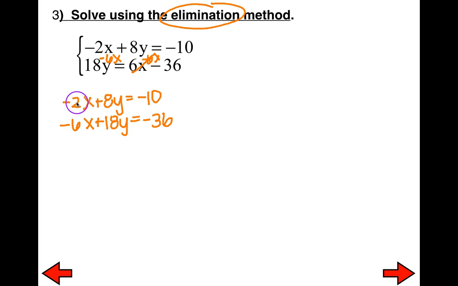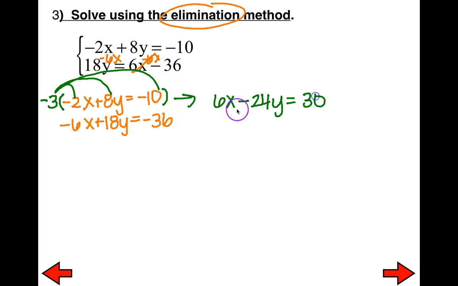So I'm going to say the lowest common multiple between a 2 and a 6 is 6. So here, I'm going to have to change the first equation. In order to make 2 into a 6, I'm going to multiply it by 3. However, since both of these are negatives, I need to make one positive. So let's go ahead and make this 3 a negative. And now I'm going to change my equation to a positive 6x minus 24y equals a positive 30. Now this equation is going to stay exactly the same, so I'm going to put negative 6x plus 18y equals negative 36.